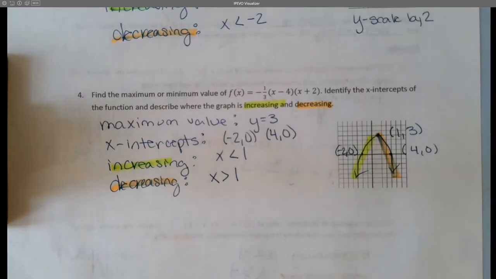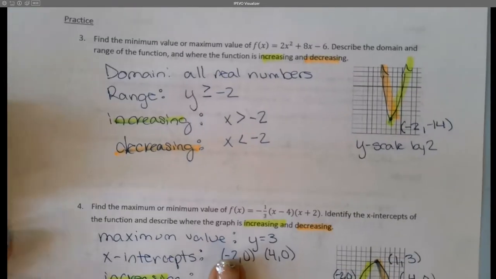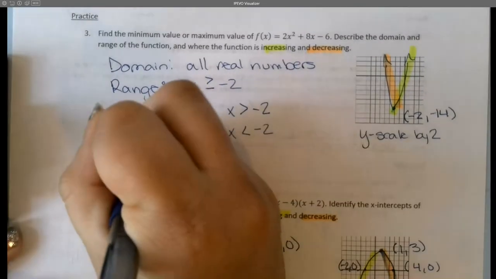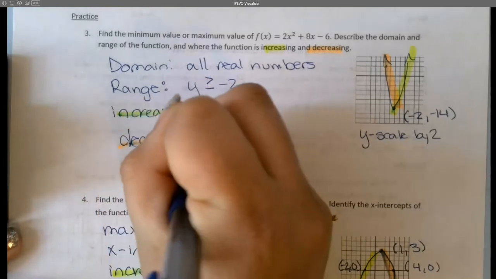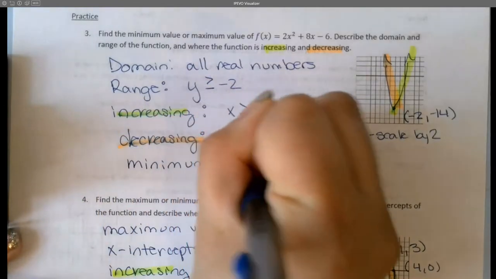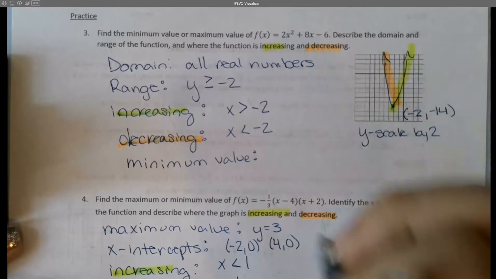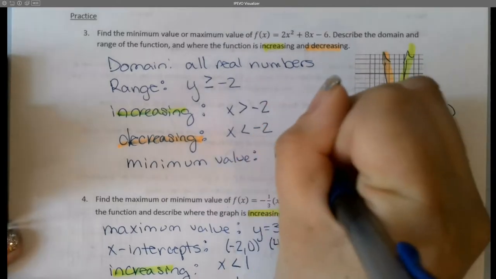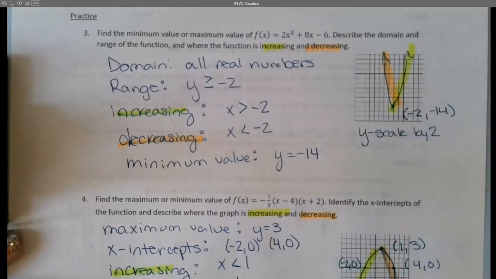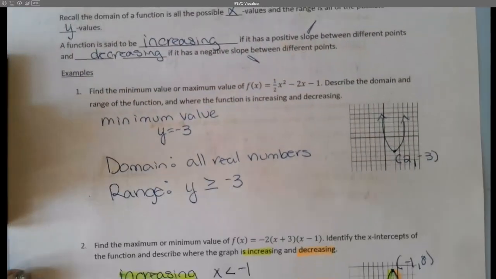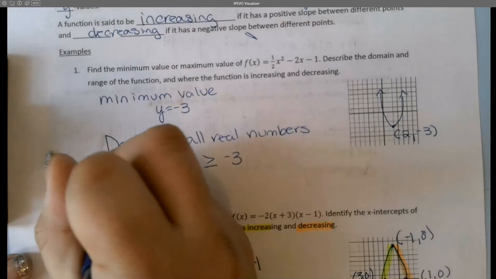Okay, so as I was solving these, I noticed I forgot some things to do. This one, I forgot to say my minimum value because it has a low point. My minimum value here is the y value of the vertex, so y equals -14. And then I forgot to do something on number 1. I forgot to say where it was increasing and decreasing.